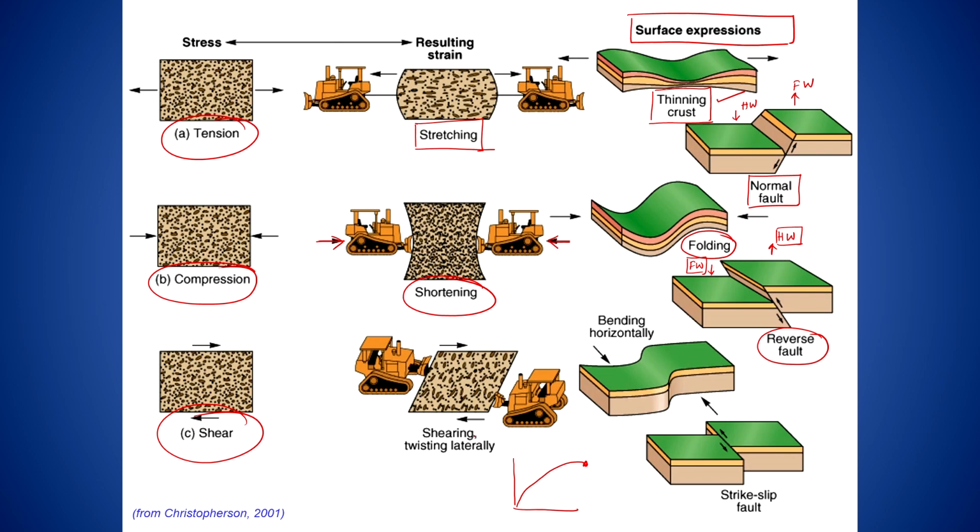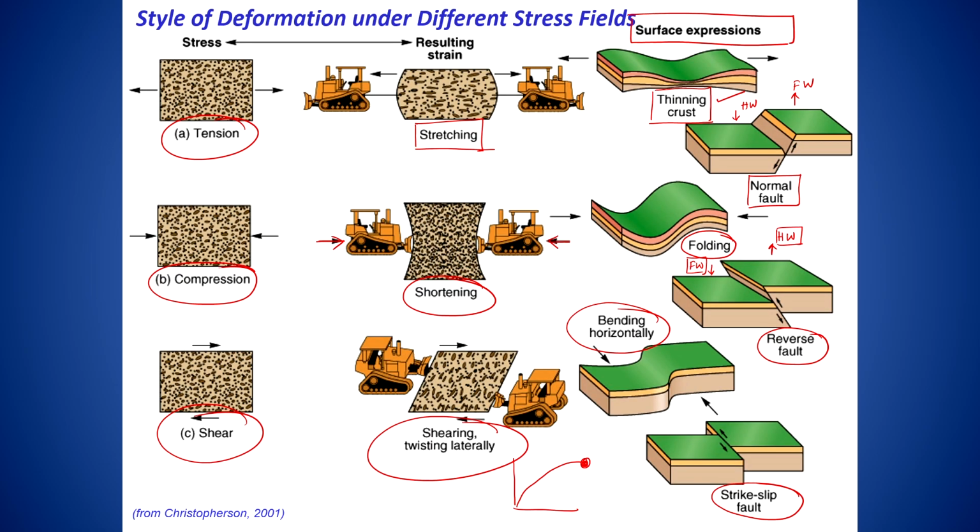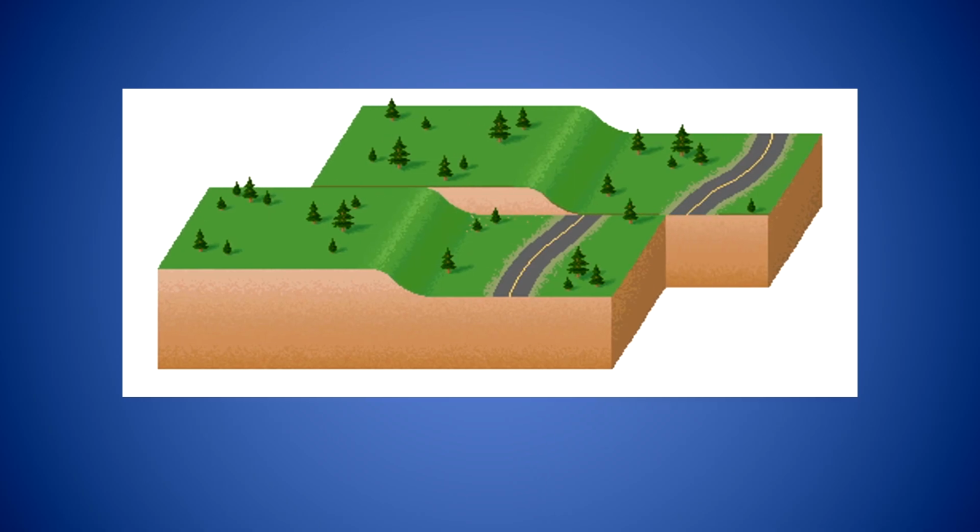So shearing, or we can say twisting laterally, and this will result in horizontal bending of the crust. And finally, at this point you will have the slip. Okay. So these are three different environments which we have discussed, and partly we have discussed the compressional part. So let us move ahead to what we see in terms of faulting.